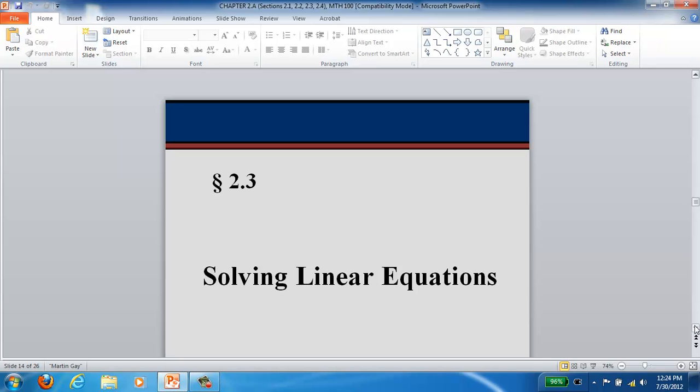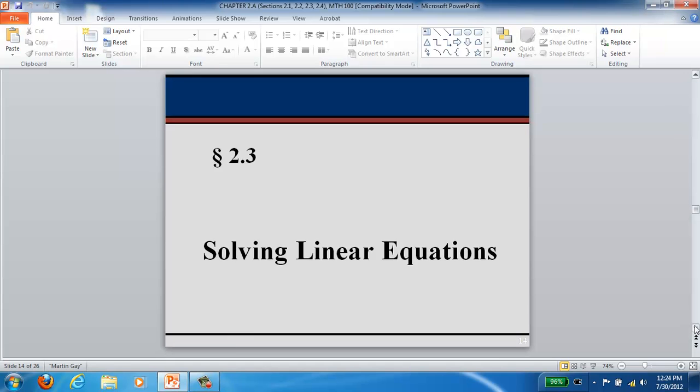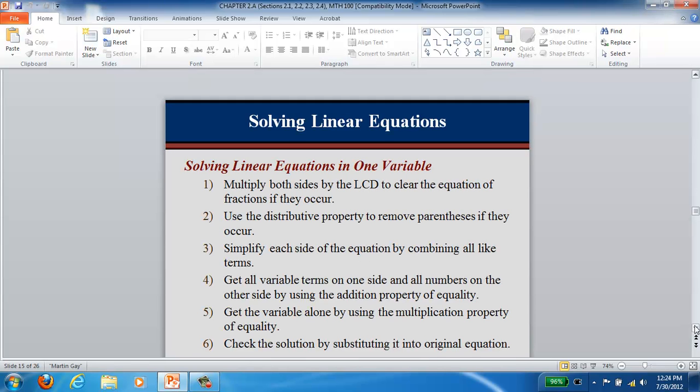Section 2.3, solving linear equations. Solving linear equations in one variable. These are your 6 steps in solving.